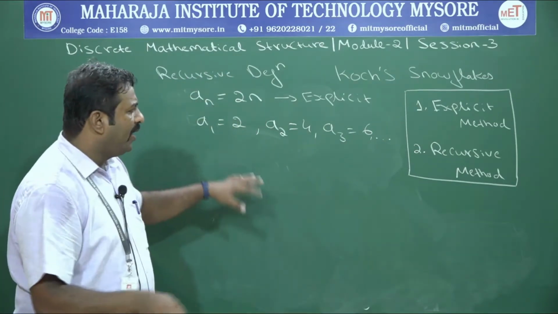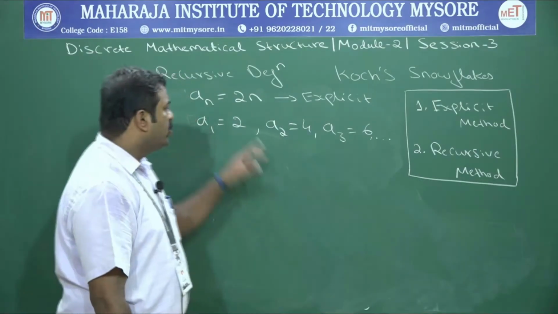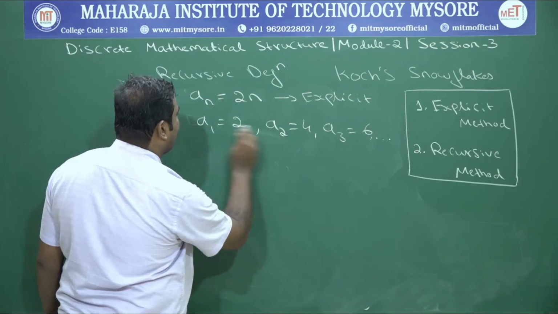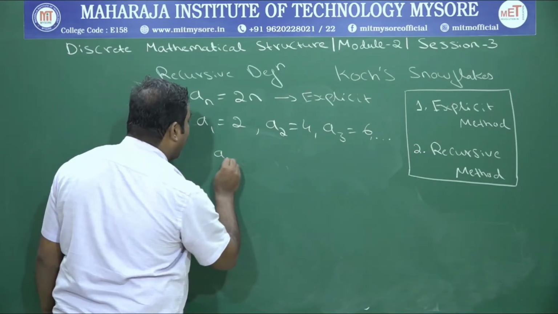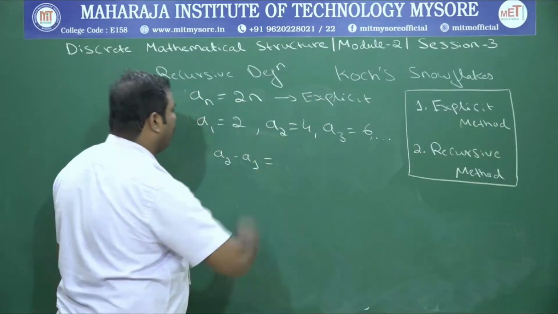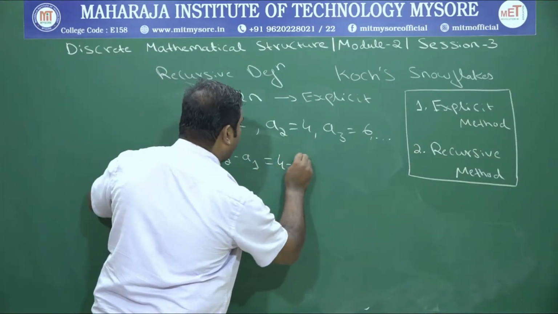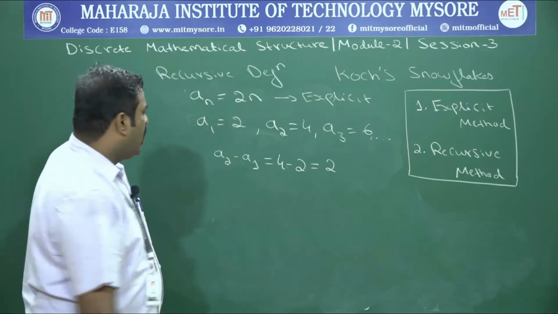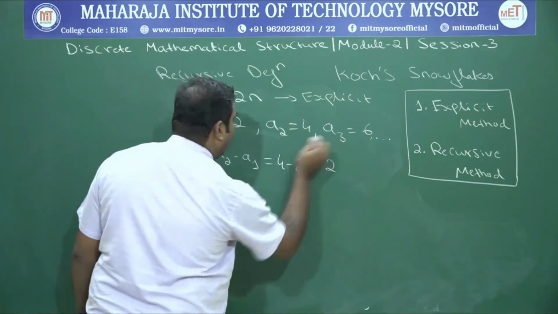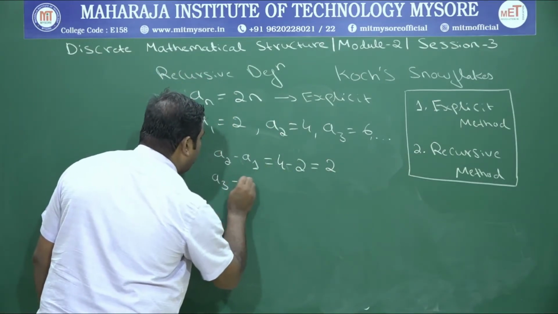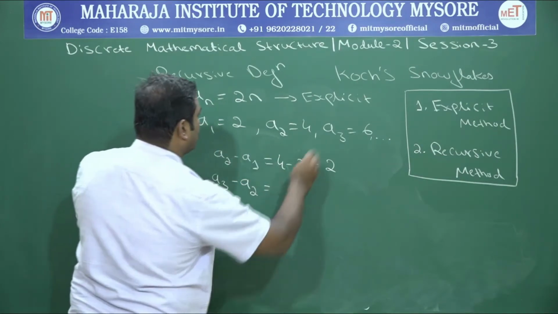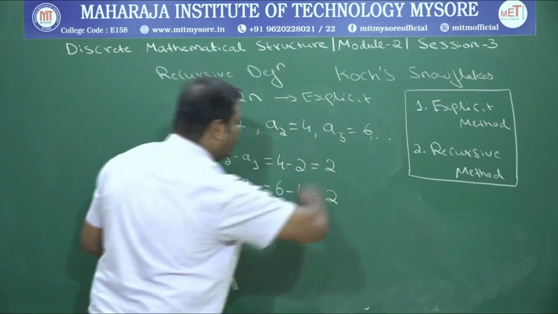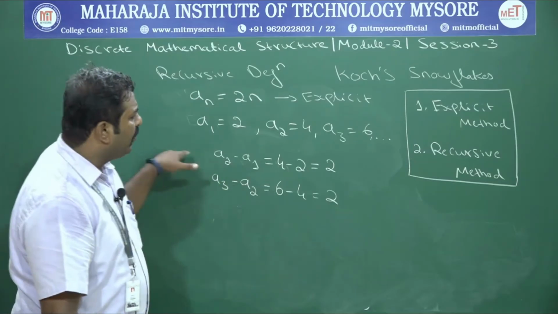So when do I stop? It depends upon what n value I am going to give. Now, having these values, just find a2 minus a1, the difference. a2 is 4 and 4 minus 2 gives me 2. So the difference is 2. And if you look at a2 and a3, a3 minus a2, a3 is 6 and a2 is 4, again this is 2. So I have a common difference between this set of elements.